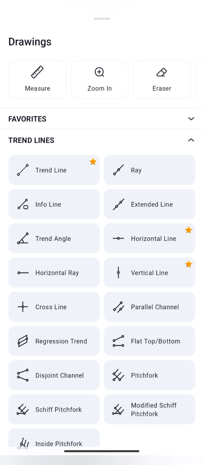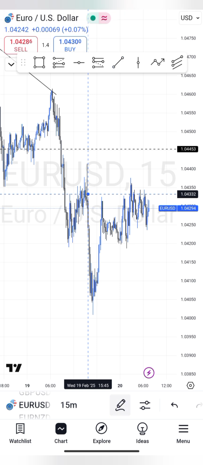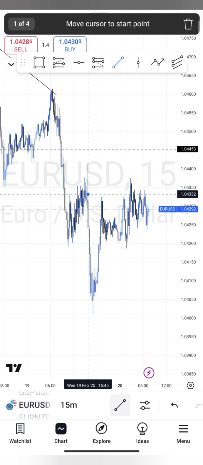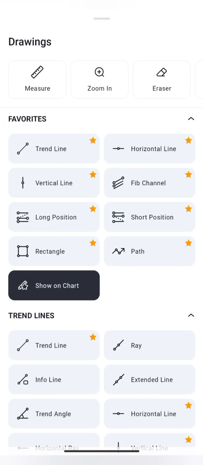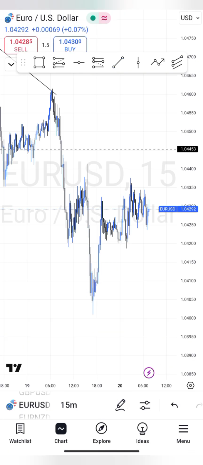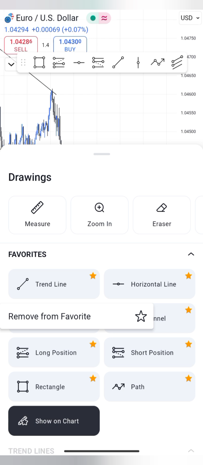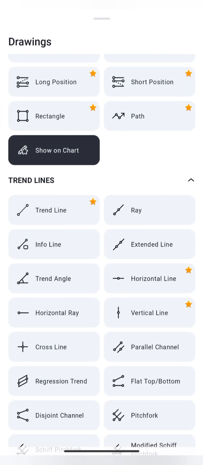How do you favorite? You long press and it tells you add to favorite, then you add. If you want to remove, you have to go and click on the star. Okay, sorry. For you to remove from favorites, you have to long press to remove from favorites, yes. But anyways, that is not what I want to do. You long press to trigger the option to add to favorites.